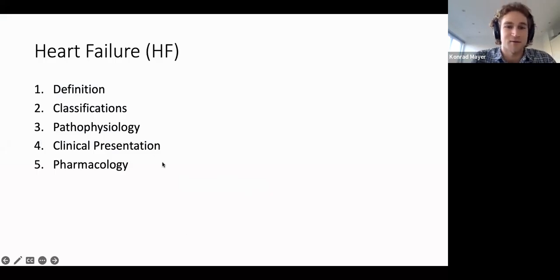Heart failure, I've divided my lecture into these subtopics. First of all, the general definition. Then we'll be talking about different ways to classify heart failure. We will continue with the pathophysiology of heart failure, to classical clinical presentations that are relevant with physical exam findings, lab findings, chest x-ray, and then how do we treat heart failure? So the pharmacology aspect. And then we'll have a question and discussion round afterwards.